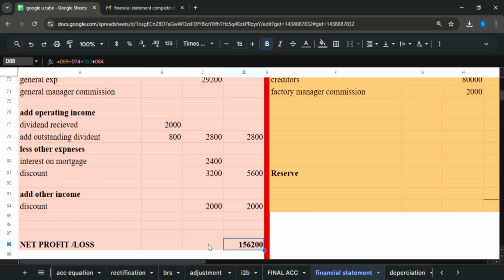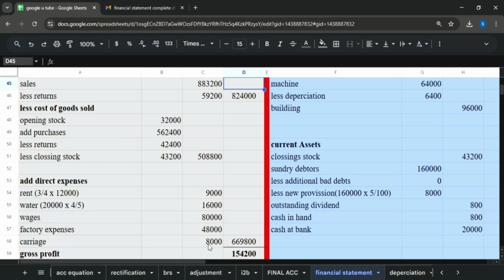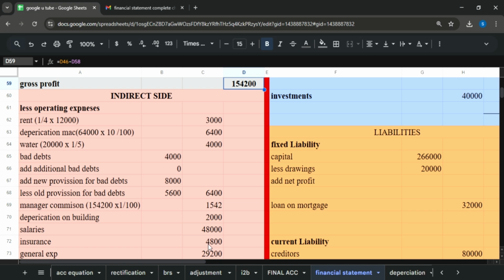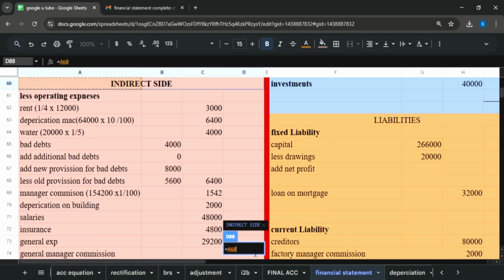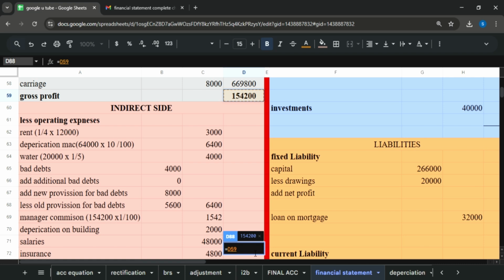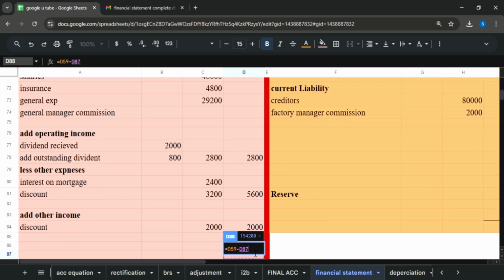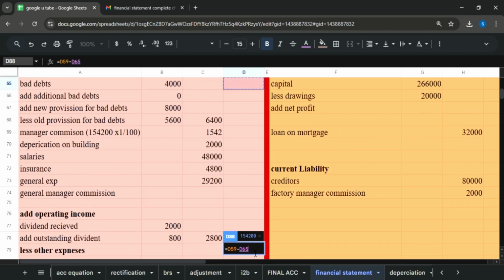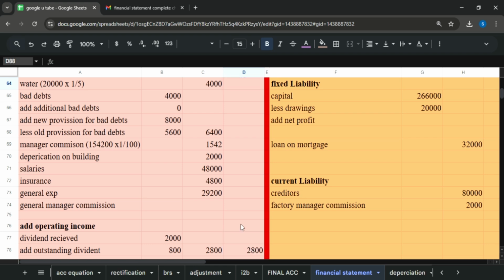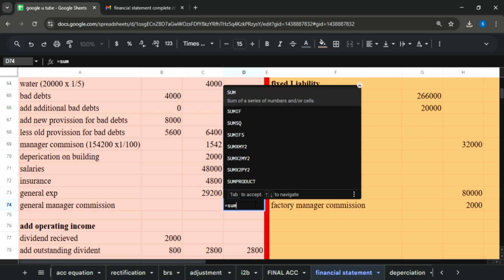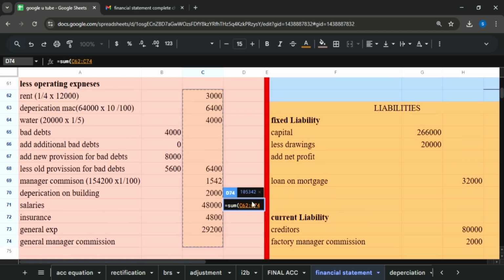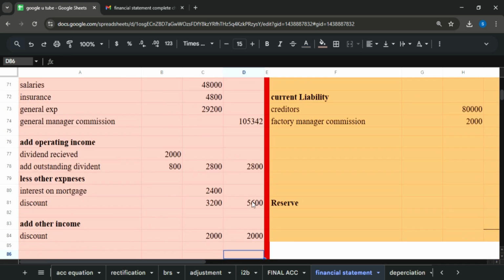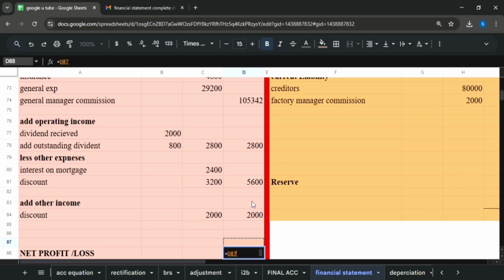Now it's time to calculate our gross profit, net profit. For that purpose, this is your gross profit. Let's begin with it. First we will take gross profit 154,200. Then you will subtract your operating expenses. We haven't calculated total amount of operating expenses, so here you will calculate total amount of operating expenses. So total amount of operating expenses is also calculated. We will now apply our procedure for calculation of net profit.